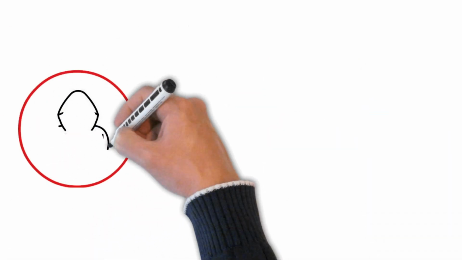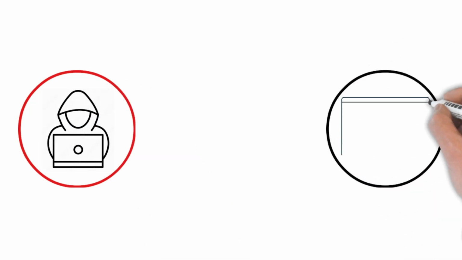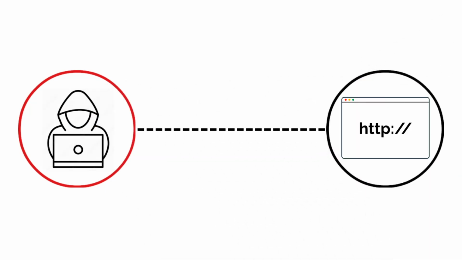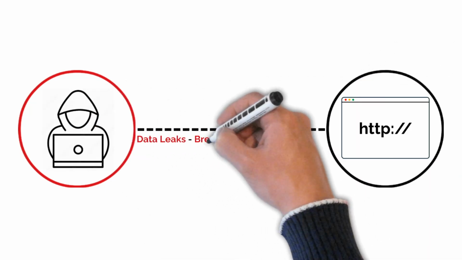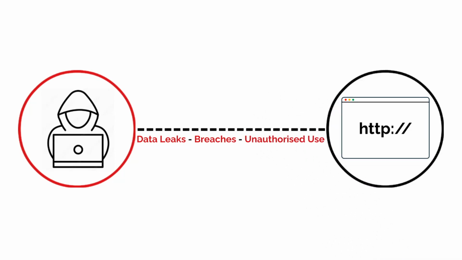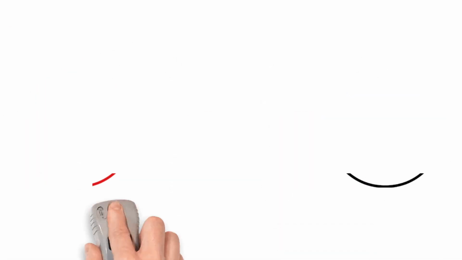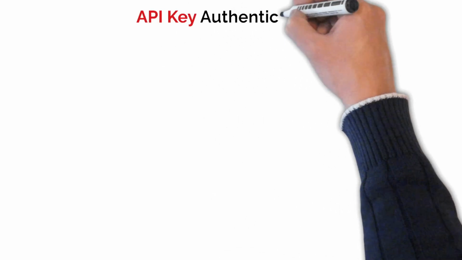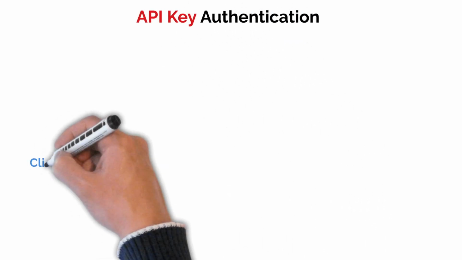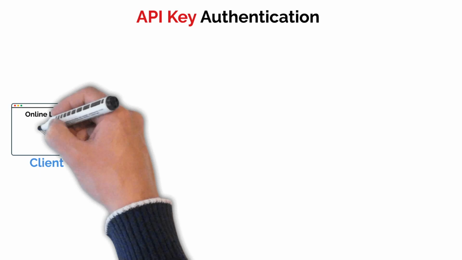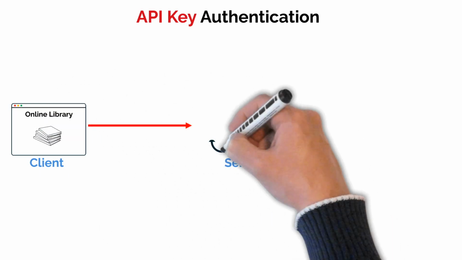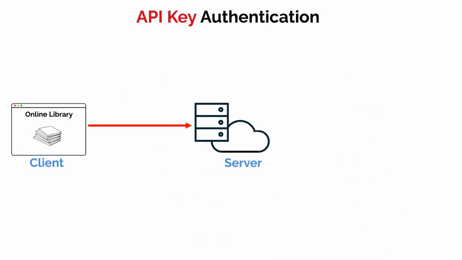Without authentication, anyone with access to the API URL could make requests, leading to data leaks, breaches, or unauthorized use of services. So let's explore some common methods of API authentication, starting with API Key Authentication. When a user or application registers to access an API, the server generates a unique API key. Think of this key as a password that identifies the user or system making the requests.